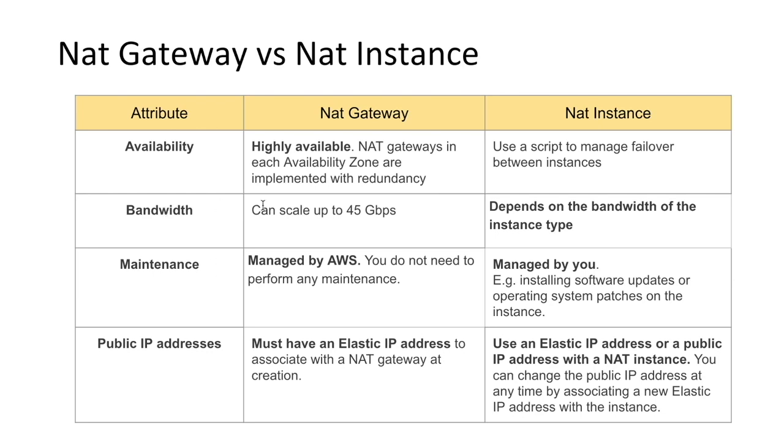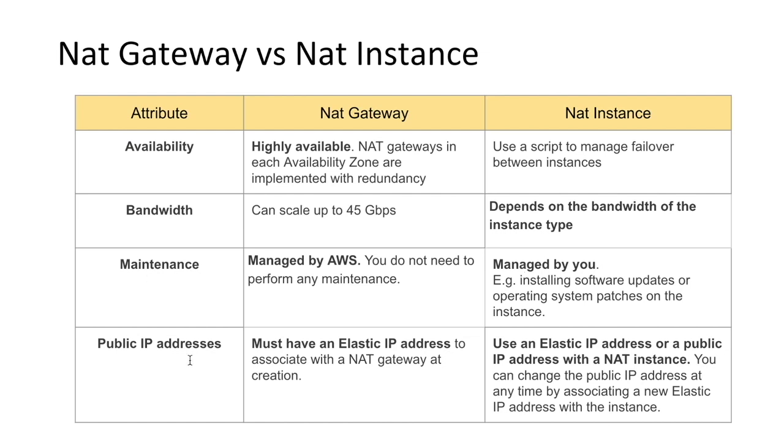Then when it comes to bandwidth, the NAT gateway supports up to 45 gigabits per second. And the NAT instance, since it's a normal EC2 instance, it all depends on the instance type. Maintenance wise, NAT gateway is managed by AWS and the NAT instance is managed by you. So installing software updates, everything you have to do by yourself.